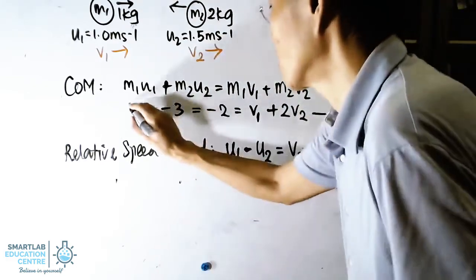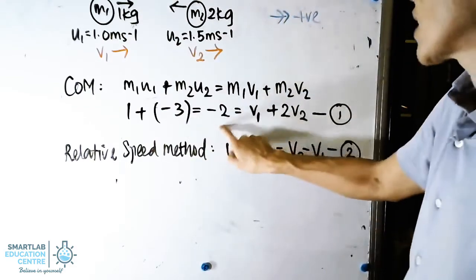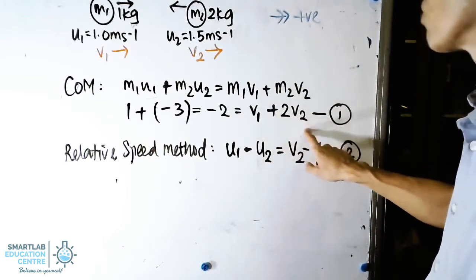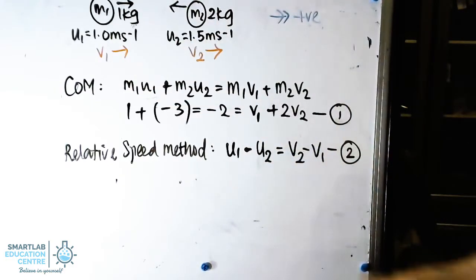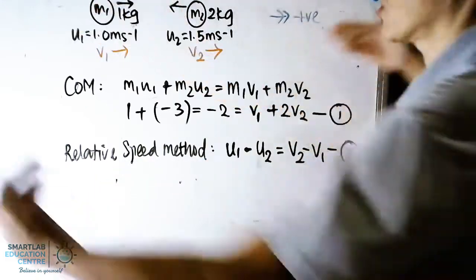Okay, so it might be better for me to do that. So that will be -3. So therefore, because of that, it's -2. So it's V1 and then plus 2V2. So we're assuming both of them are in the positive direction. Next, when we apply the relative speed method, the speed of approach is in this direction.